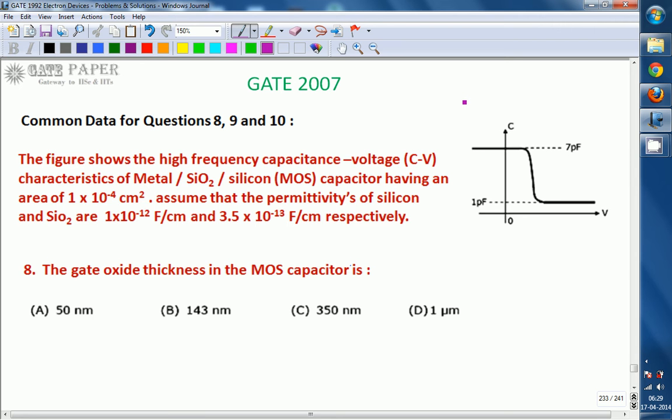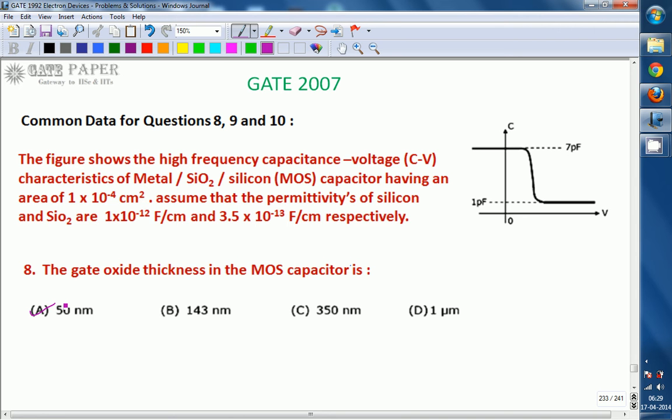Given an area of 1 × 10^-4 cm², and assume that the permittivities of silicon and silicon dioxide are 1 × 10^-12 and 3.5 × 10^-13 respectively. The gate oxide thickness in the MOS capacitor is: 50 nanometers, 143 nanometers, 350 nanometers, 1 micrometer. The right option for this one is A, 50 nanometers.